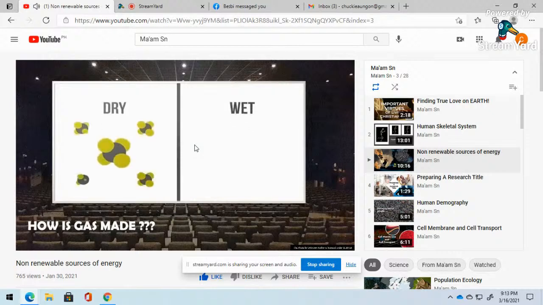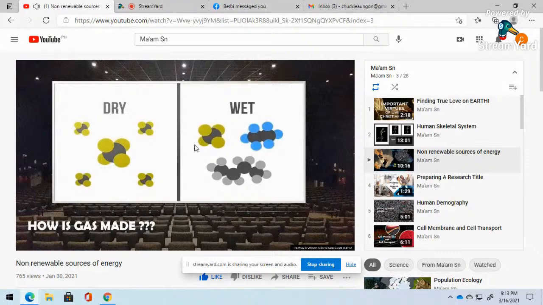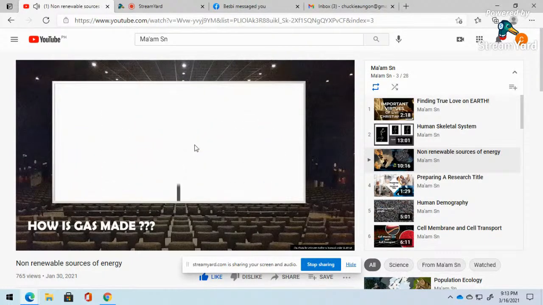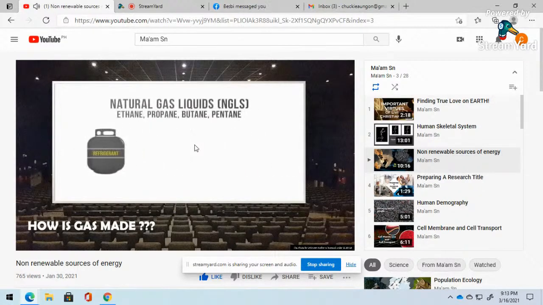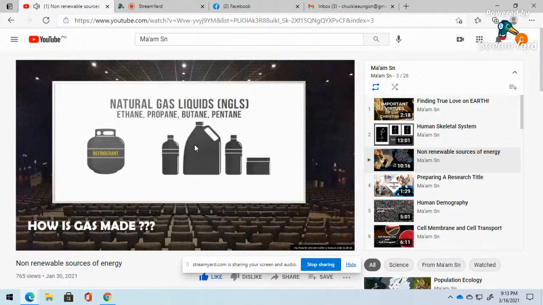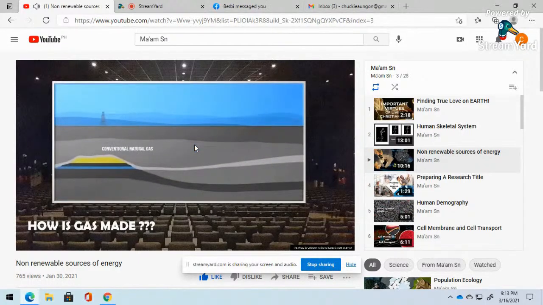Dry gas is essentially gas that contains mostly methane. Wet gas, on the other hand, contains compounds such as ethane and butane, in addition to methane. These natural gas liquids, or NGLs for short, can be separated and sold individually for various uses, such as in refrigerants and to produce products, like plastics. Conventional natural gas can be extracted through drilling wells. Unconventional forms of natural gas, like shale gas, tight gas, sour gas, and coal bed methane, have specific extraction techniques.